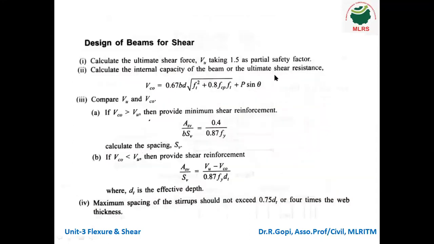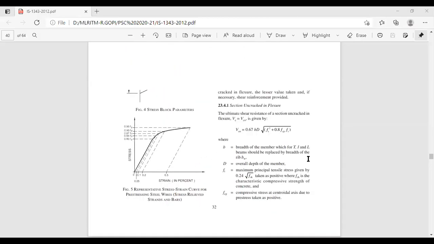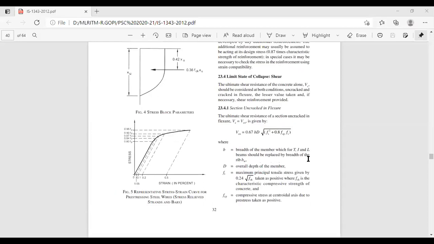Okay, so design of beams for shear. So how to design? What are all the formulas for the design? So before going to this topic, let us see the code book. All of you please take the code book, page number 32, because all the formulas are available in this code book. Okay. Is it visible?